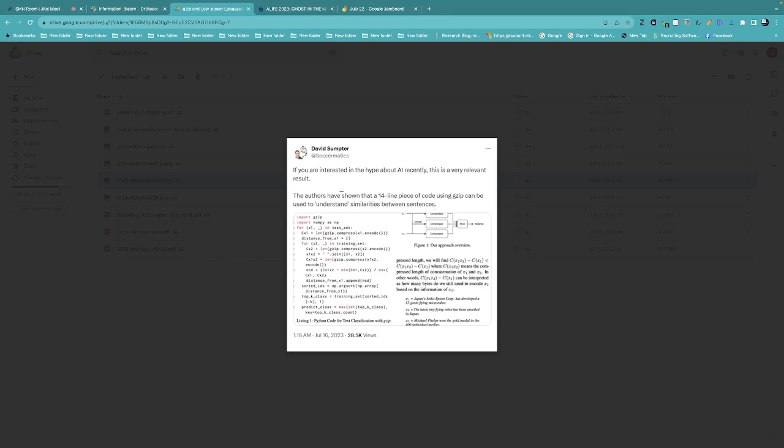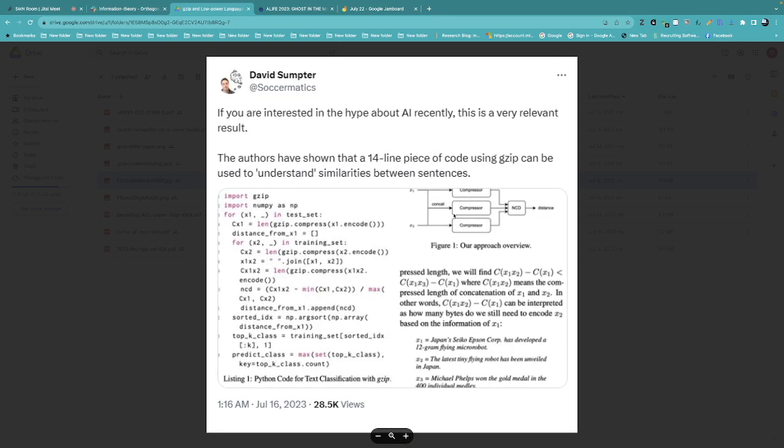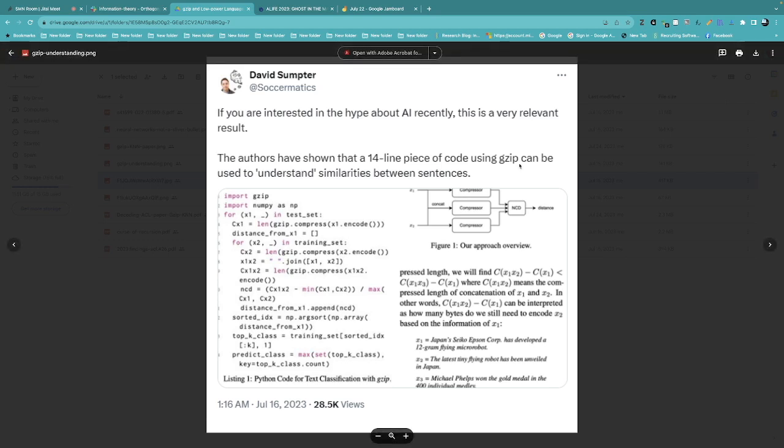So this is kind of relevant to this whole thing with large language models, because we make a big deal about how large language models are very similar to human language, and can understand human language. And people are philosophizing about how it might be sentient. But this is kind of an interesting thing, because you can build a very simple piece of software that does basically what a large language model can do, but in 14 lines of code using gzip.